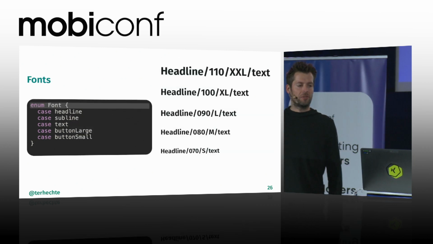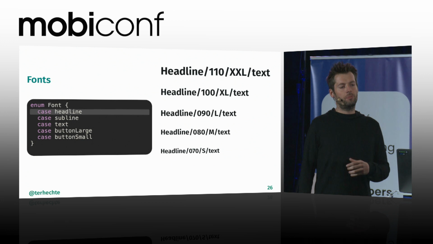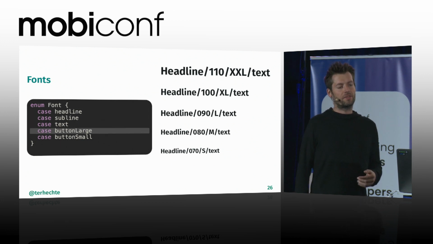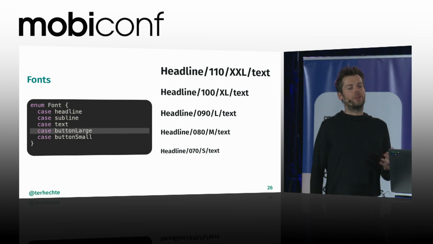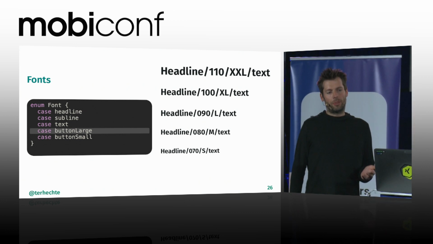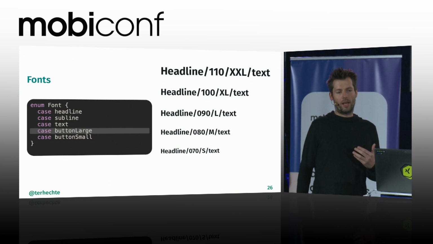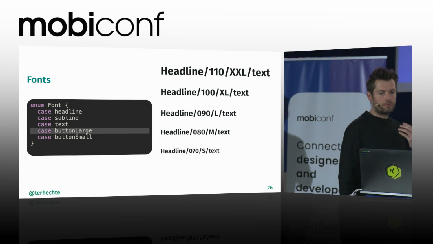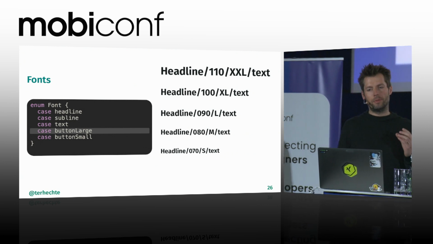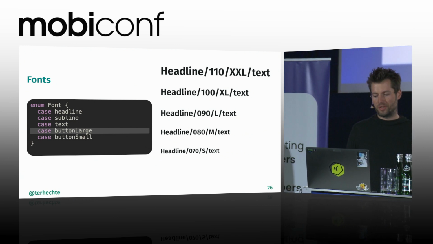Similarly, we have fonts. Once again, we have an enum. We just define headlines, sublines, text, button large, button small, and they are also reflected with a certain look. Once again, you could also use dynamic type, but then you're also using Apple's conventions and not your own conventions for your own library. So the idea within a design system is that you define your own naming, your own conventions here.